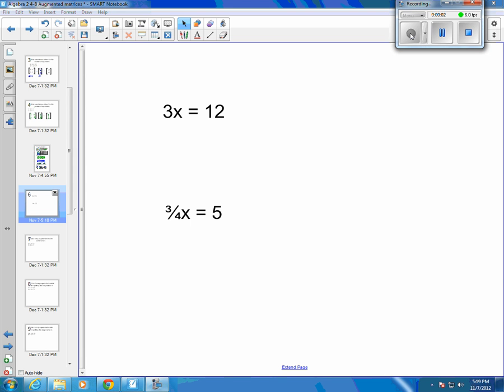Algebra 2, this is Chapter 4, Section 8. This is the third video of 6. So let's start with, how do you solve a simple equation, one step with multiplication or division? Well, in order to solve it, you've got to multiply by its inverse.